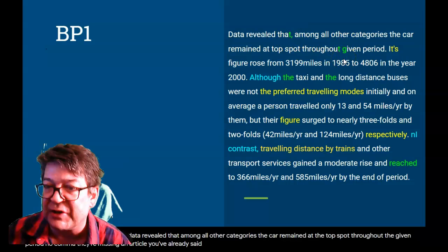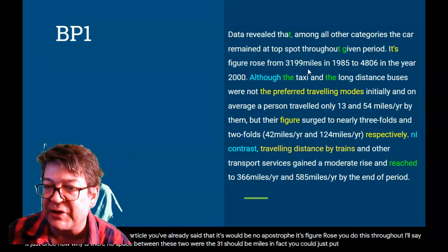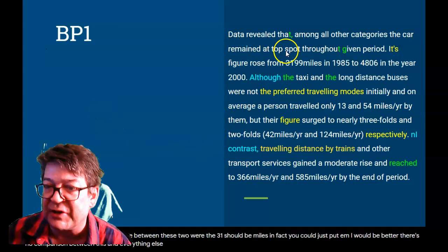You've already said that. "Its" would be no apostrophe. Its figure rose. "From", you do this throughout. I'll say it just once now. Why is there no space between these two words? 31 should be miles. In fact, you could just put MI, would be better. Why is there no comparison between this and everything else? Your paragraph makes no sense in terms of how it's organized.